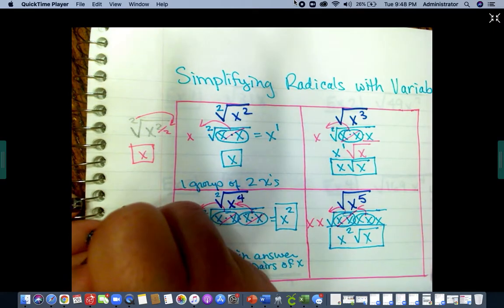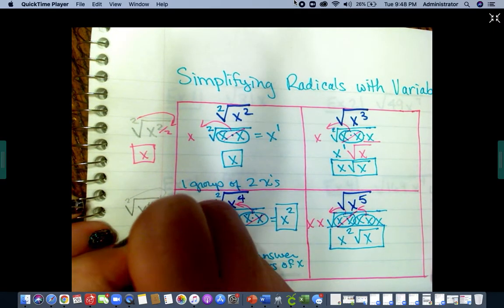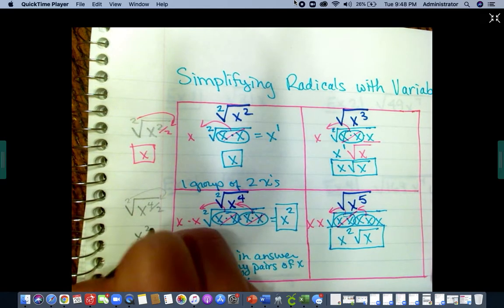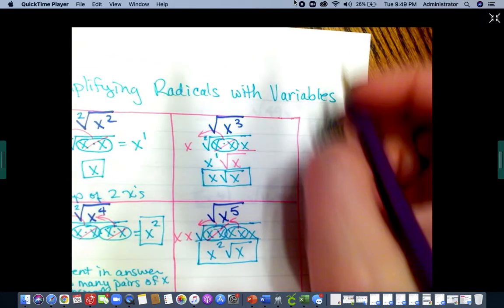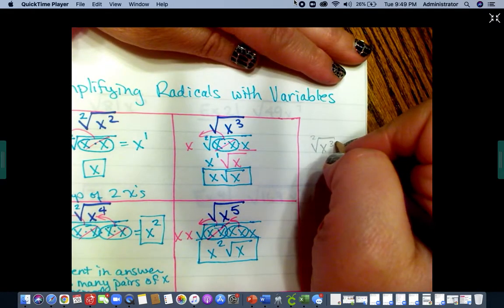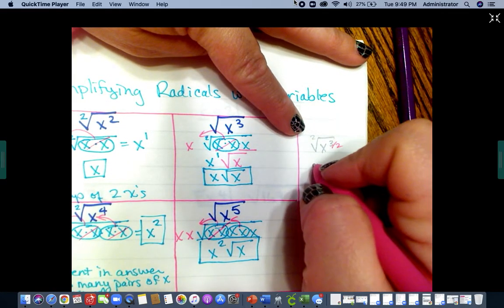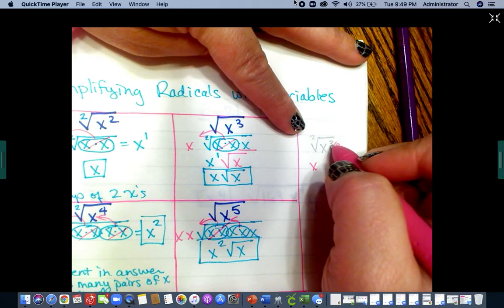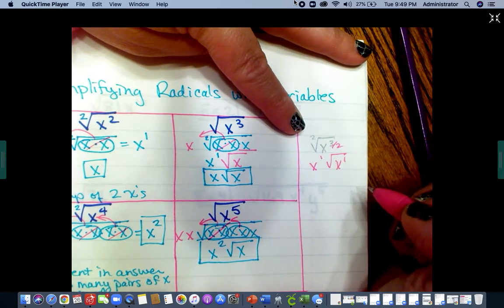So similarly, again, the square root of x to the fourth, if I divide by this index of 2, I'm going to get x squared. Over here, when they are odd, and I divide by my index of 2, we're going to think, well, 2 goes into 3 one time with 1 left over.